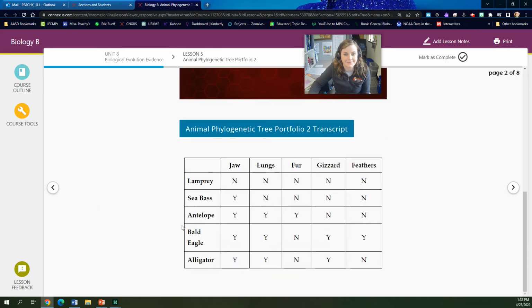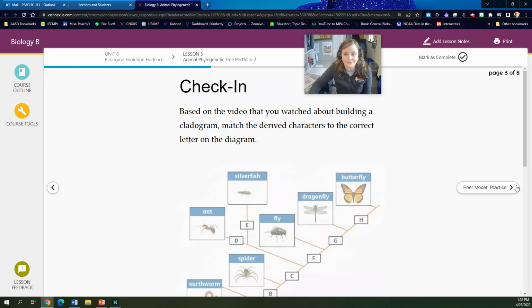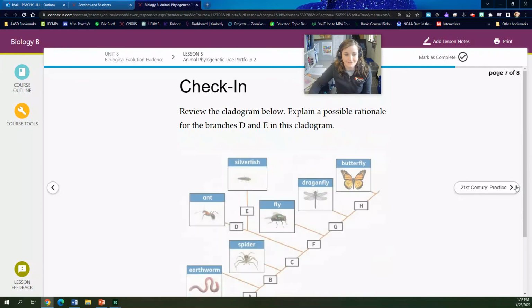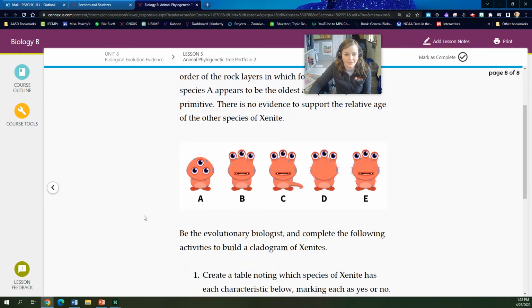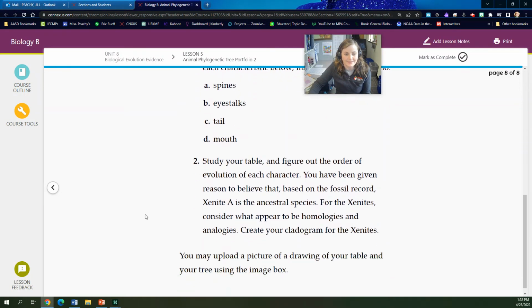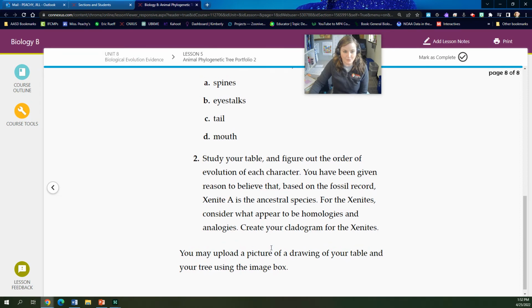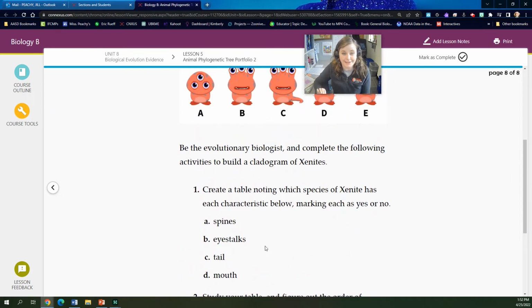This table: Xenite A, B, C, D, get it? Those are your characteristics, and you're going to put yeses and nos in the box. Okay, that's the first thing you're going to do. And then, based on the table, you're now going to create a cladogram.